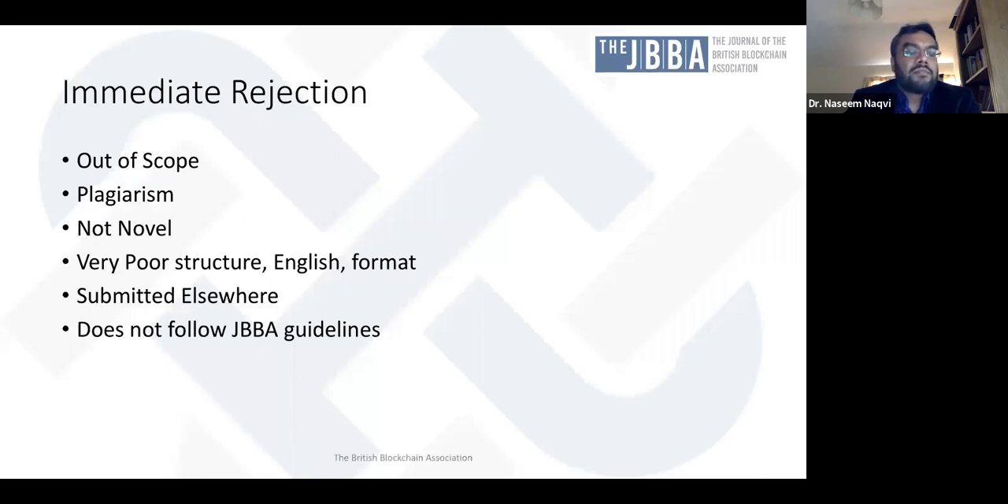Another important reason for immediate rejection is if it's written in very, very poor English, very poor structure, poor format. So although we tend to focus more on the quality of the paper than the text, the format, if it is extremely poorly written, then it is going to be rejected because editors don't want to bother reviewers with really rubbish articles. Reviewers are very busy people. Editors are very busy. There is no point. It's a waste of everybody's time. If you have submitted your work elsewhere, then obviously it's going to be rejected. We only accept papers in the JBBA which have not been submitted elsewhere. And obviously look at the other guidelines for submission.